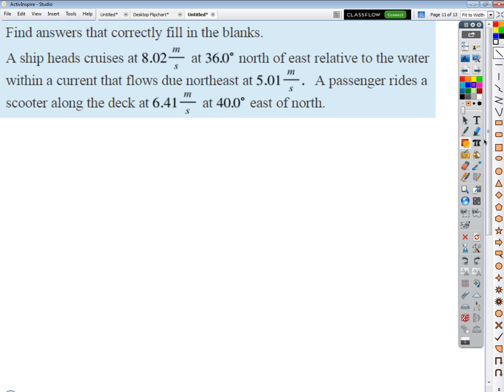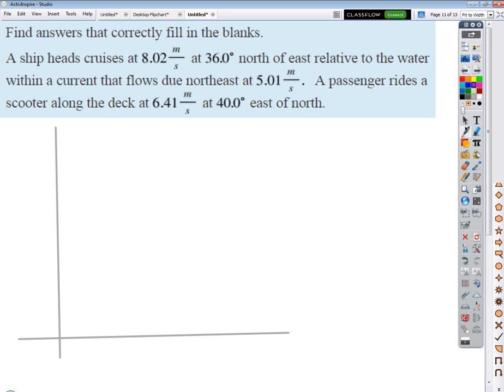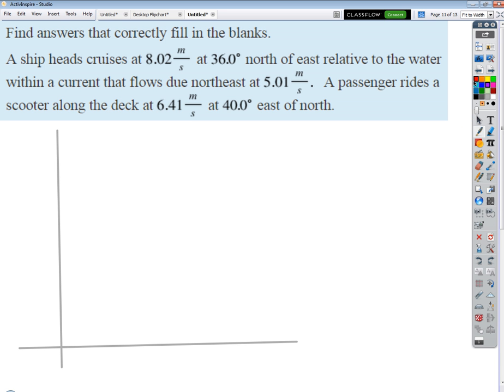So, first one is going to be 8.2 meters per second at 36 degrees north of east. Deshaun, what does that mean? Explain to me. When they say north of east, it's good. So I'm going to start, good. I start at east, and then I'm just going to rotate up, right? Until I get to 36 degrees. So the first one looks like this.